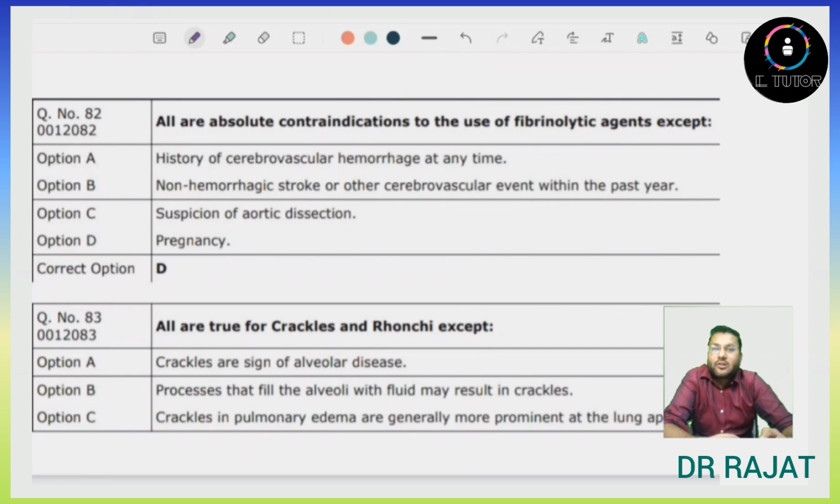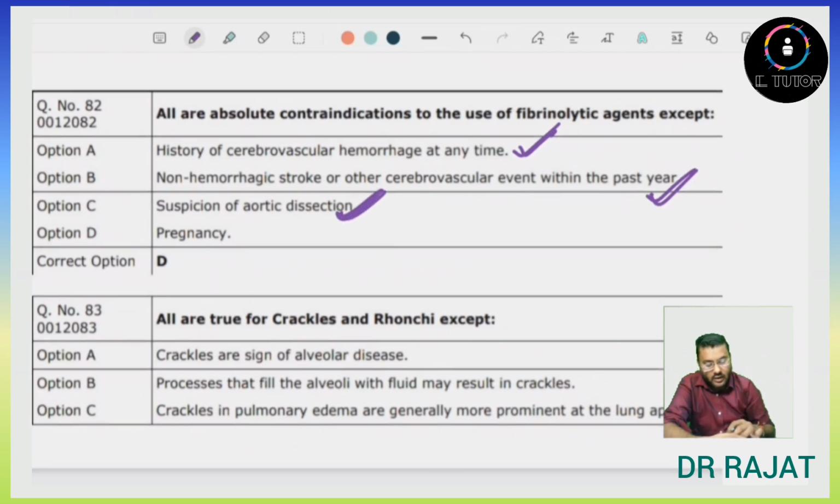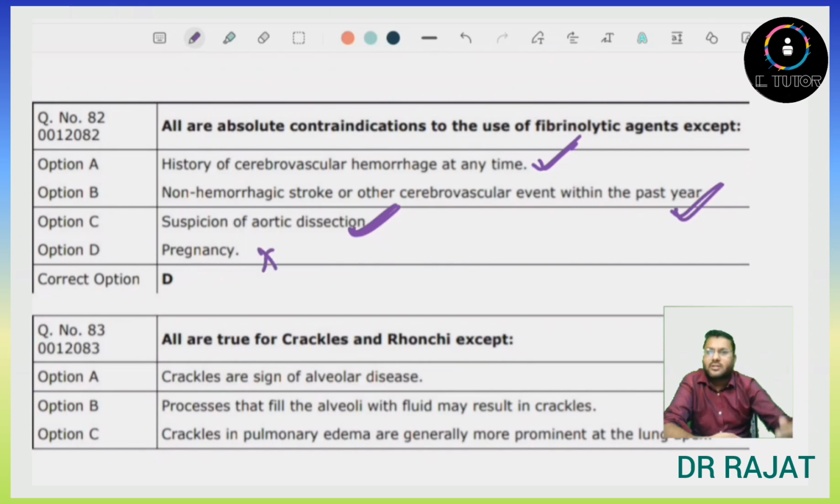Next question is all are absolute contraindications to the use of fibrinolytic agents except. So history of cerebrovascular hemorrhage at any time. This is true. Non-hemorrhagic stroke or other cerebrovascular event within the past year. This is also true. Suspicion of aortic dissection. This is also true. Pregnancy. No, pregnancy is not an absolute contraindication for the use of fibrinolytic agents. If required, then we can use fibrinolytic agents in pregnancy. So this is a false statement, that pregnancy is an absolute contraindication.